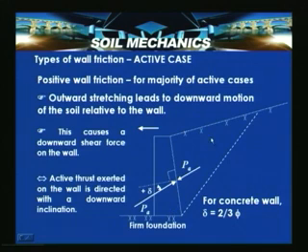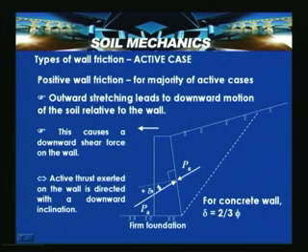In such a situation, the outward stretching of the wall leads to downward movement of the soil relative to the wall. This causes a downward shear force on the wall. So the active thrust exerted on the wall is directed with a downward inclination. Because of this downward drag, the active thrust is exerted in the downward direction. That's how the PA, which is the active thrust, is shown here.